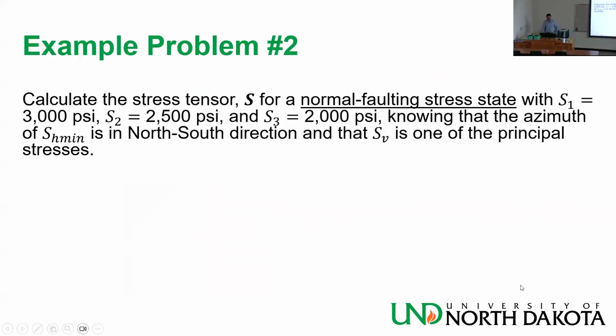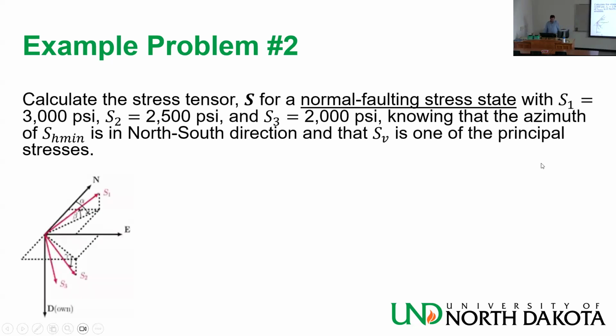Example problem number 2. Calculate the stress tensor S for a normal faulting stress state with S1 equals 3000 psi, S2 is 2500 psi, and S3 is 2000 psi, knowing that the azimuth of SH mean is in the north-south direction, and that the SV is one of the principal stresses. So basically it tells me it's an Andersonian faulting. It's an Andersonian stress regime, excuse me.